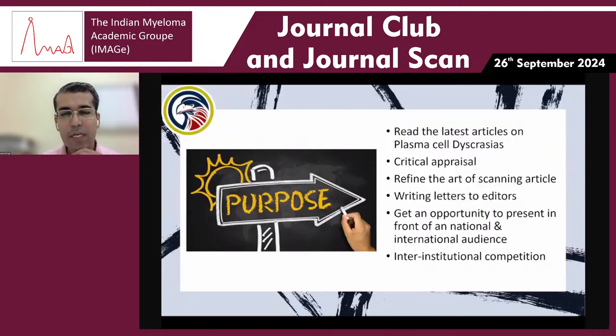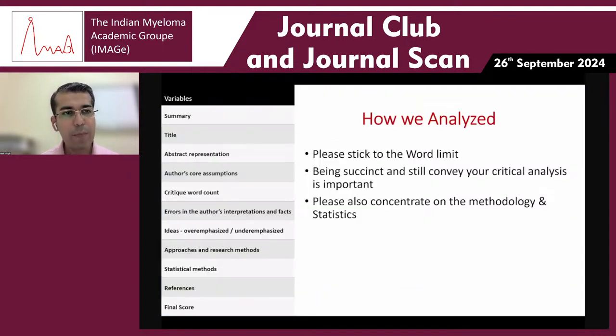The purpose is to read the latest articles on plasma cell dyscrasias, to promote the art of critical appraisal, refine the art of scanning an article, encourage writing more letters to editors from our country, and give an opportunity to present in front of an international audience, thereby fostering inter-institutional competition. Reviewers analyze multiple variables: the summary, the title, the abstract representation, the author's core assumptions, critical word count, errors in the author's interpretations and facts, ideas which may be over- or underemphasized, approaches and research methods, statistical methods, and finally the references, amalgamating into a final score. The important rules are to stick to the word limit, be succinct, and still convey the critical methodology and analysis, concentrating on the methodology and statistics.